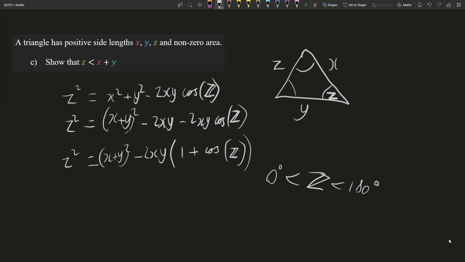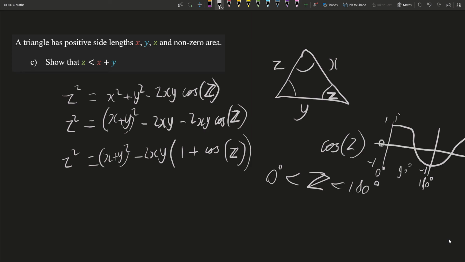And considering the graph of cos z, well, it starts at 1 and then goes down at 90 and then starts coming back up at 180. And the lowest it can go is minus 1, and that's at 180 degrees, and the highest it is 1, and that's at 0 degrees.